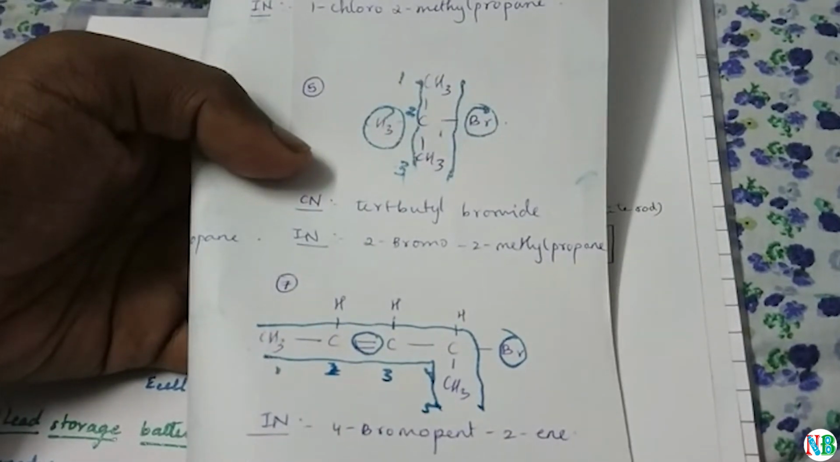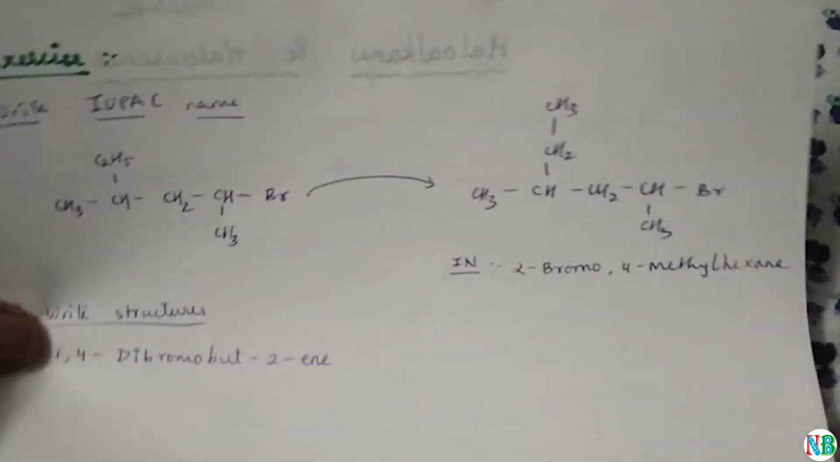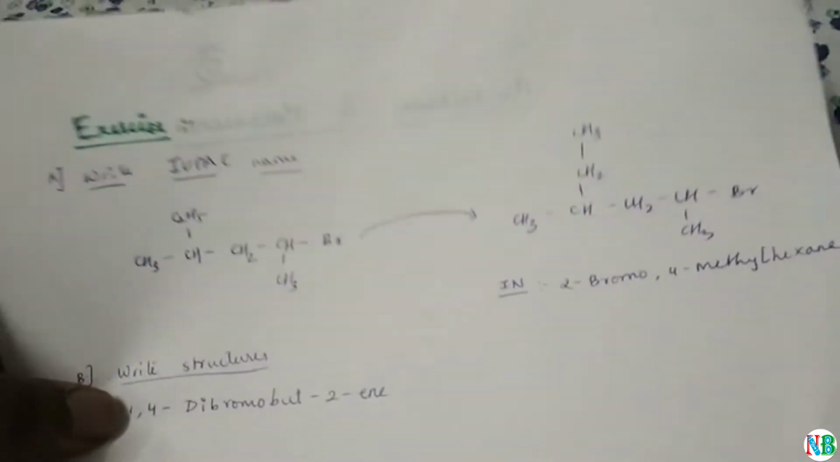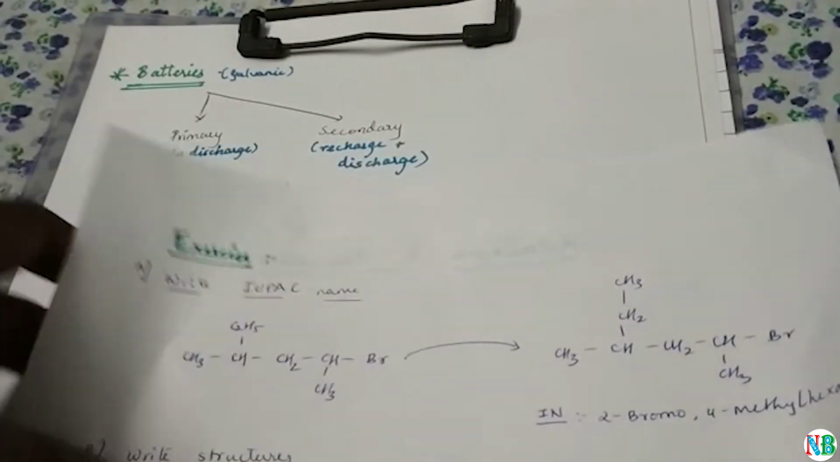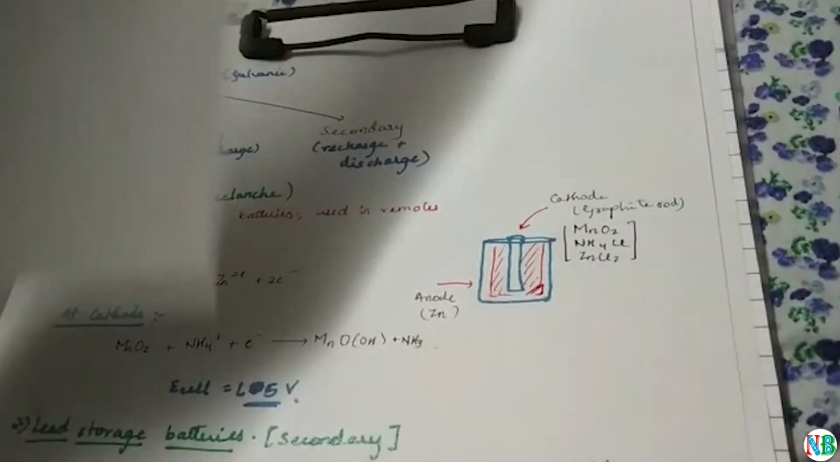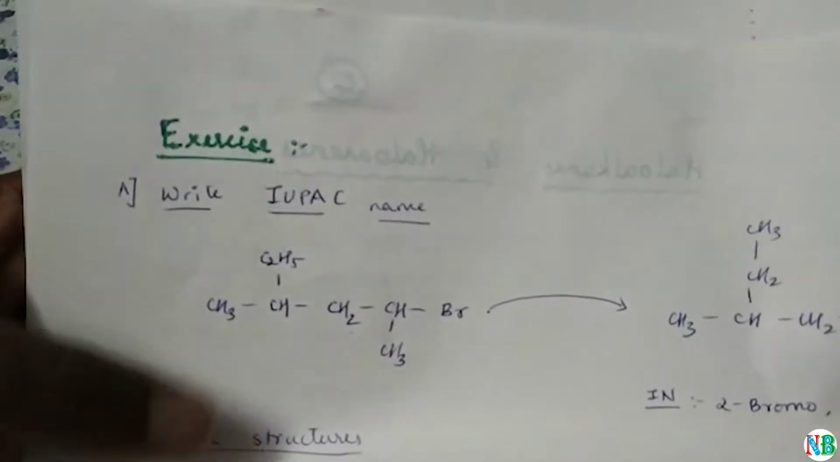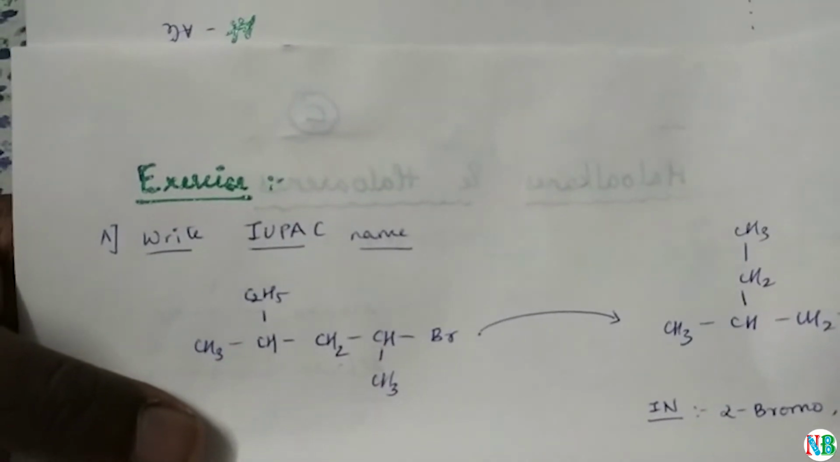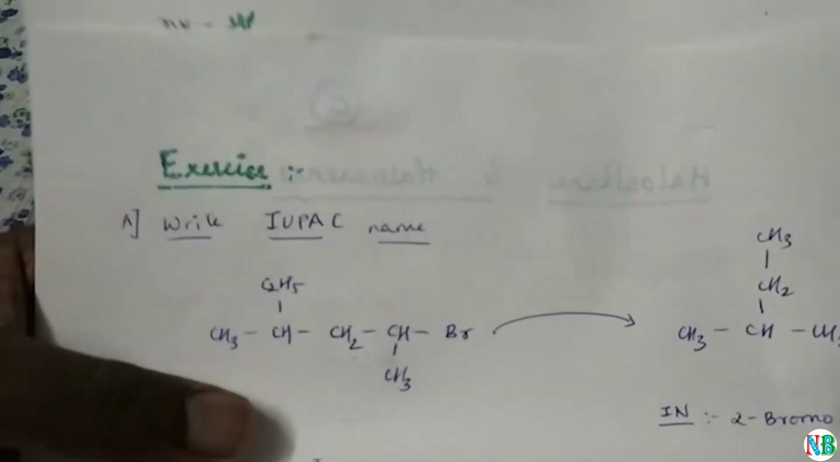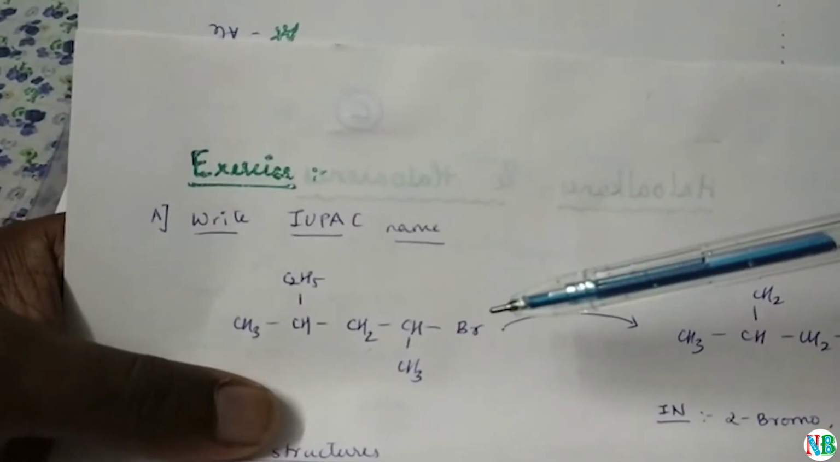Now we'll move on to some exercises which I'll be giving you all, and I hope you all will be able to solve them. So some very easy exercises and very small. So the compound over here that we have with us is C2H5, CH3CH, CH2CH, CH3Br. So like you can see, this is the compound.